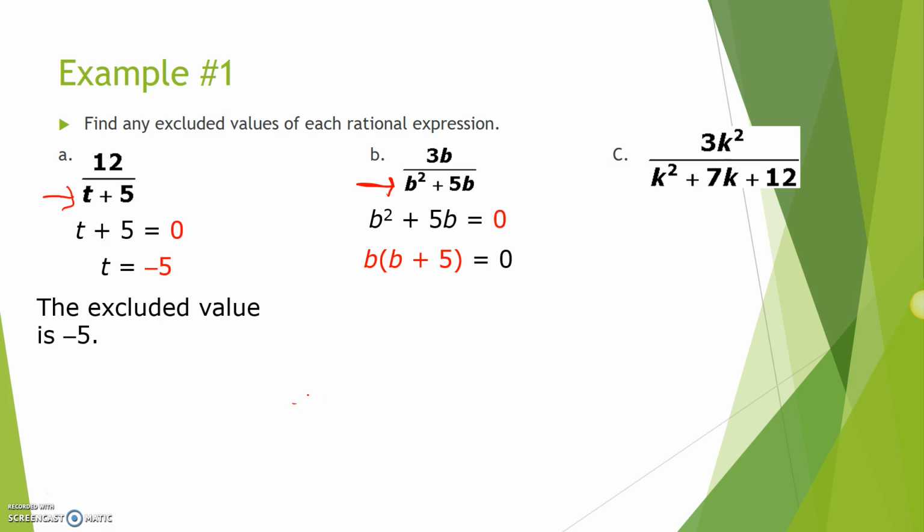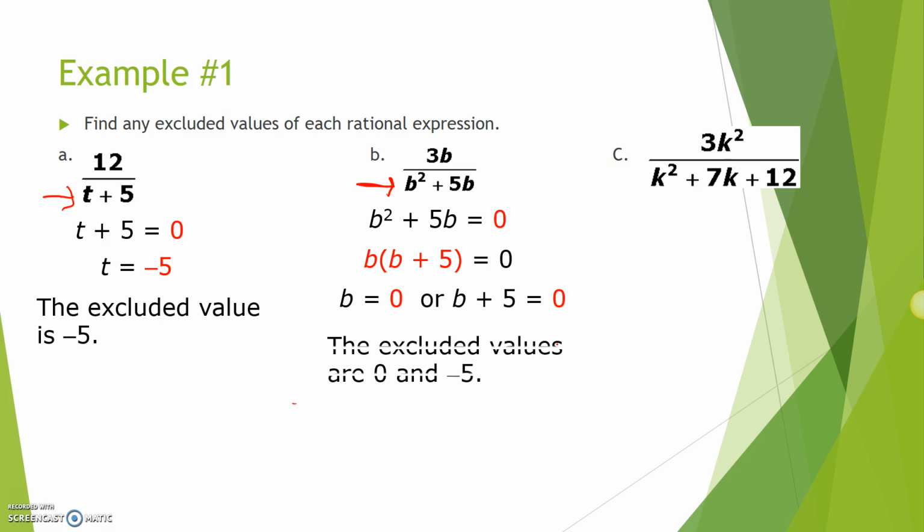equals 0. Then we're going to use the zero product property, and we're going to solve for b. So you're going to set this b outside the parentheses equal to 0, and then you're going to set what's in the parentheses, b plus 5, equal to 0. So here we have b equals 0, or b plus 5 equals 0. We're going to solve for b in the second situation by subtracting 5 from both sides. So our excluded values are going to be 0 and -5. That'll be my answer for b.